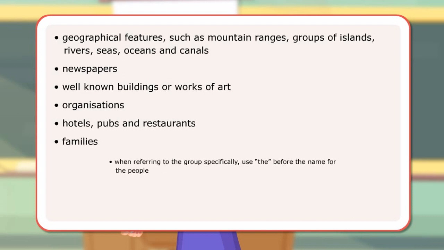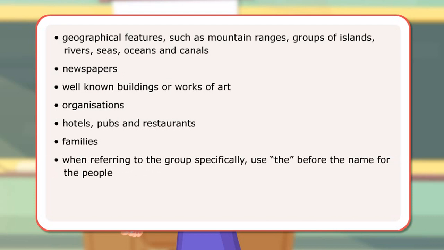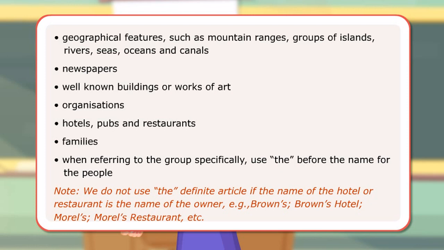Families. When referring to the group specifically, use the before the name for the people. Note: we do not use the definite article if the name of the hotel or restaurant is the name of the owner. Example: Brown's Hotel, Morrell's Restaurant, etc.